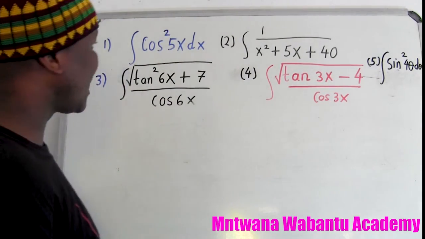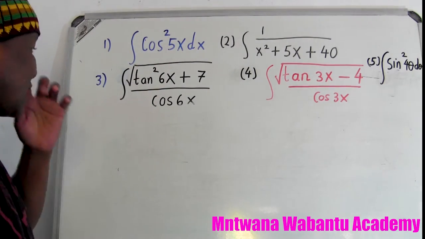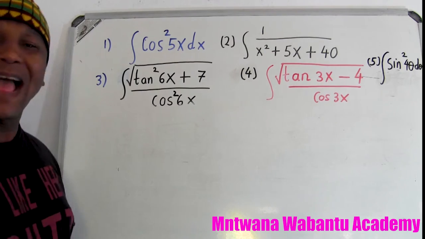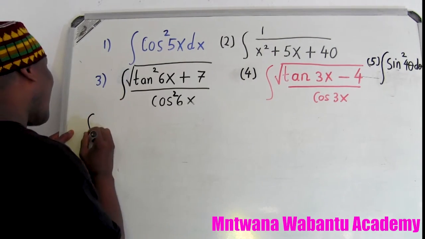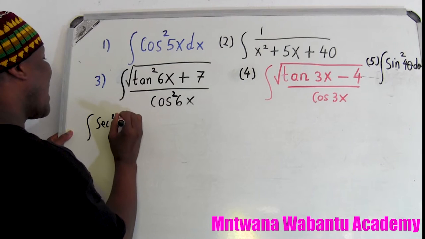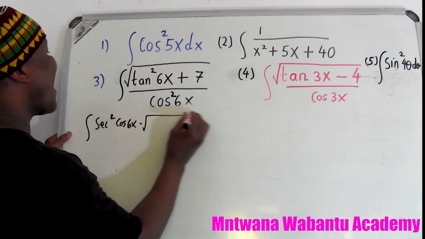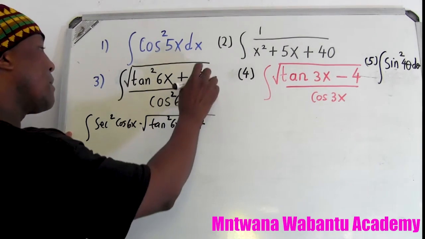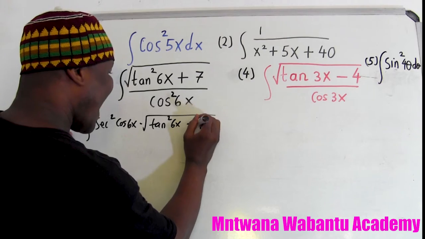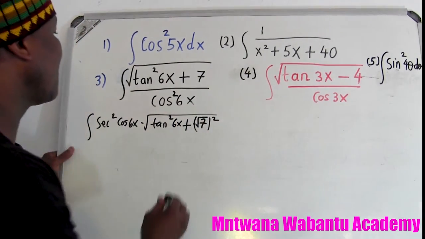4 or 3? Okay, so question number 3. If you have a question like this, here it must be squared. So 1 over cos is going to be sec. I can rewrite this question as sec squared, then cos 6x, and then this is going to be the square root of tan squared 6x plus 7. Let me put this as a root, meaning square root and then squared. For a reason, I'm going to show you now why I do that.